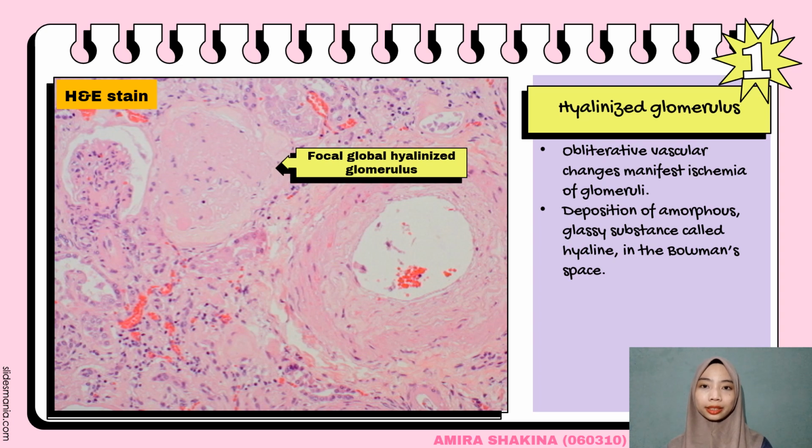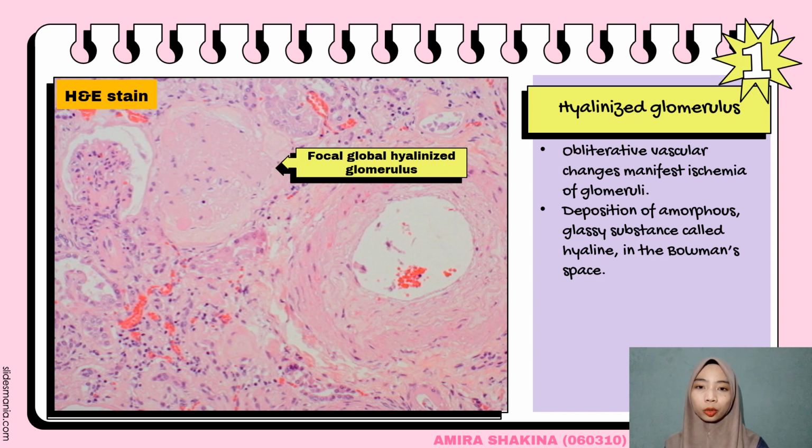Obliterative vascular changes cause ischemia of the glomerulus to occur, as well as of other renal structures. When ischemia occurs, it causes injury and forms lesions in the renal structures. One of the affected structures is the glomerulus. A focal globular hyalinized glomerulus can be seen in this figure.